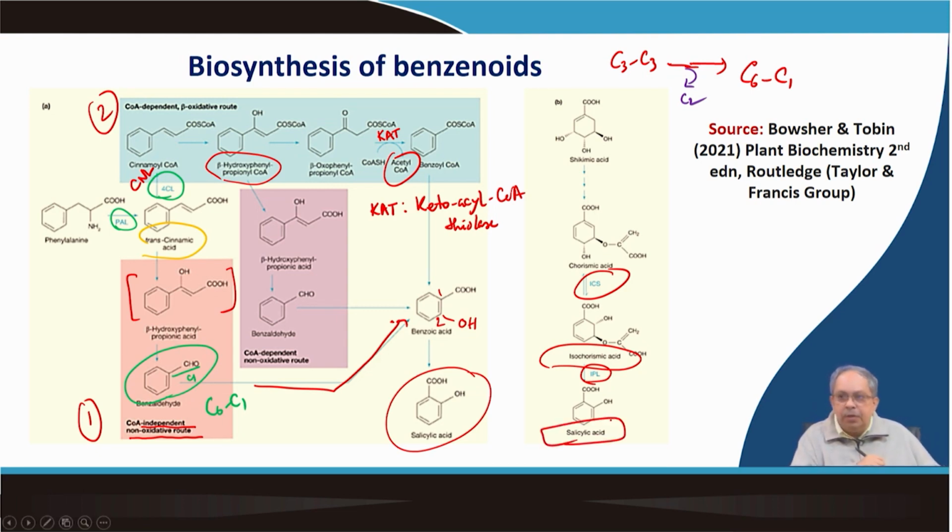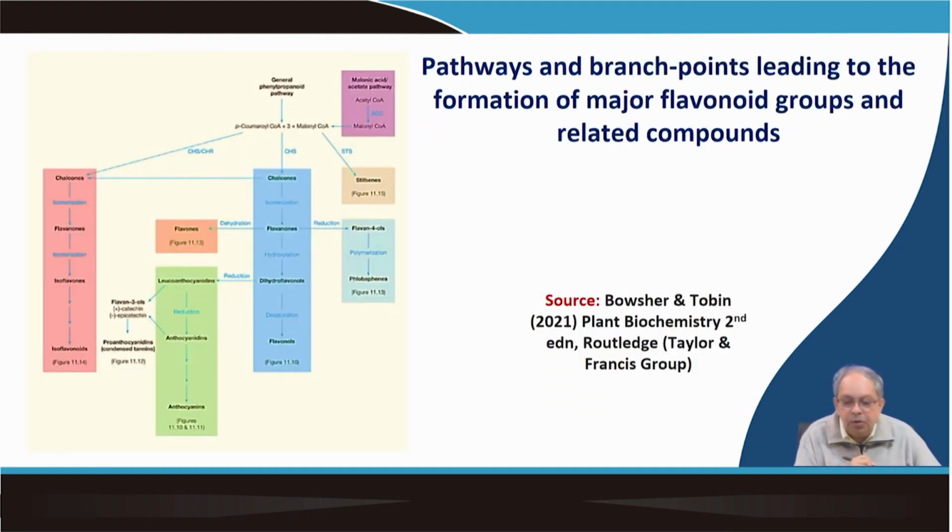And this is the most acceptable route of salicylic acid. So, salicylate is also a benzenoid because this is a C6C1 structure. So, vanillin is also a C6C1 structure.